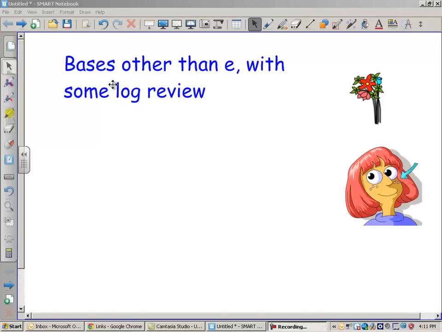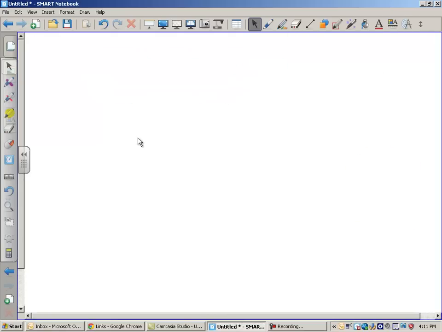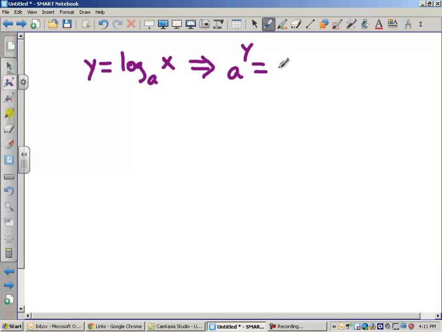Anyway, we're going to do bases other than e with some logarithmic review today, and this will be our last part of this unit. So I'm going to start with some basic log review. If we have y equals the log base a of x, this is a logarithmic equation. This can be rewritten as a to the y equals x. You should have learned this in pre-calc. That's a way of rewriting this.